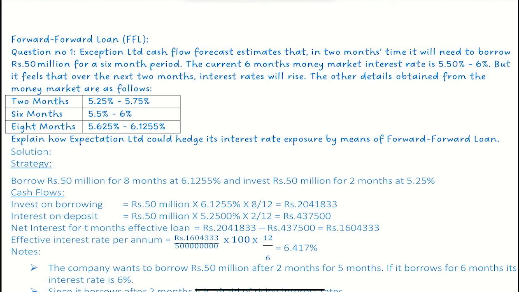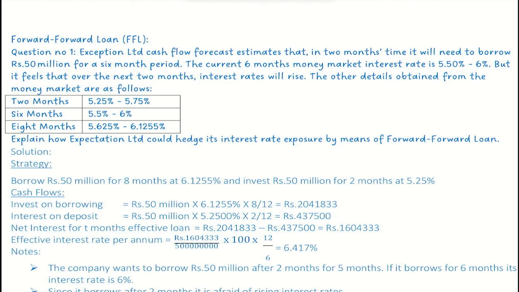Listen carefully to the point. Again, repeat. I want a loan today after 2 months. For how many months? Expiring at which month? This is the first point. Everyone understood the concept clearly? Okay. I went to the bank. I asked them, bank, please give me a forward rate.